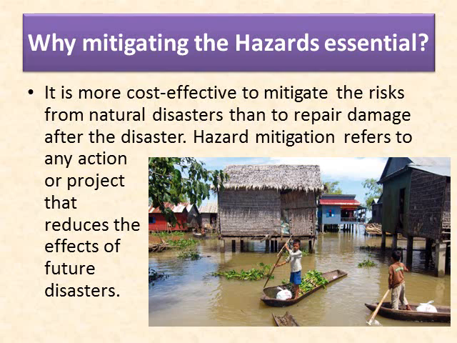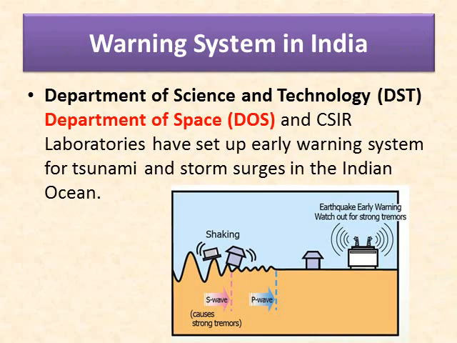Now we will learn about the warning systems we have in our country, India. The Department of Science and Technology (DST), Department of Space (DOS) and CSIR laboratories have set up early warning systems for tsunami and storm surges in the Indian Ocean. So our Department of Science and Technology and Department of Space as well as CSIR labs have set up early warning systems. There is a warning system for tsunamis in the ocean.